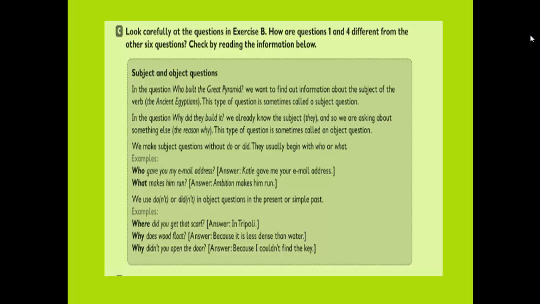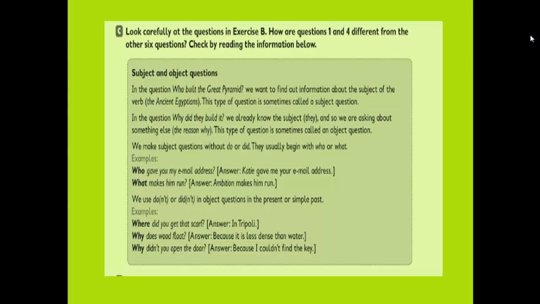Whereas in the question, why did they build it? Here we already know the subject, I mean they. And so we are asking about something else. We are not asking about the subject. We are asking about the reason why. We want to know what is the objective, what is the reason. So this type of question is sometimes called an object question because this type of question doesn't ask about the subject, so it's called object question.